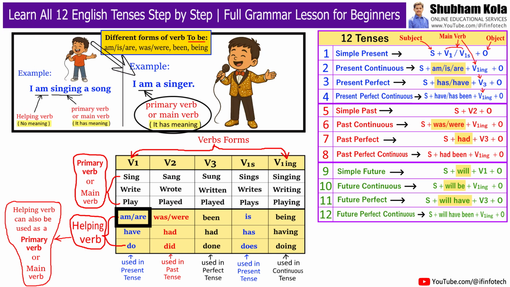But if we use helping verbs as the main verb, then it has a meaning. Let me give you some examples. Let's start with the verb to be, like am, is, are, was, were. Now listen carefully. I say, I am singing a song. Here the word am is just a helper. It's helping the word singing.